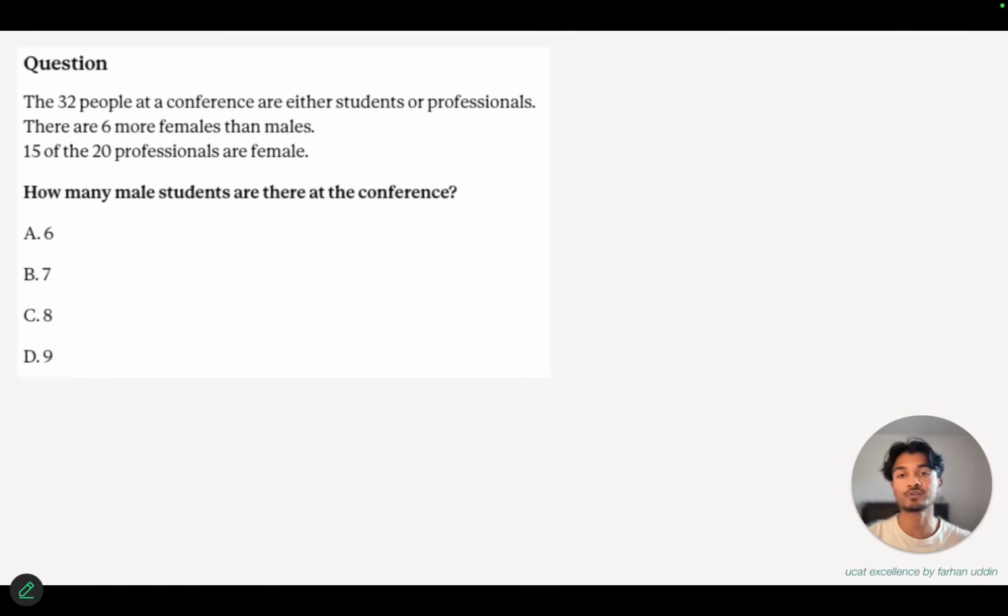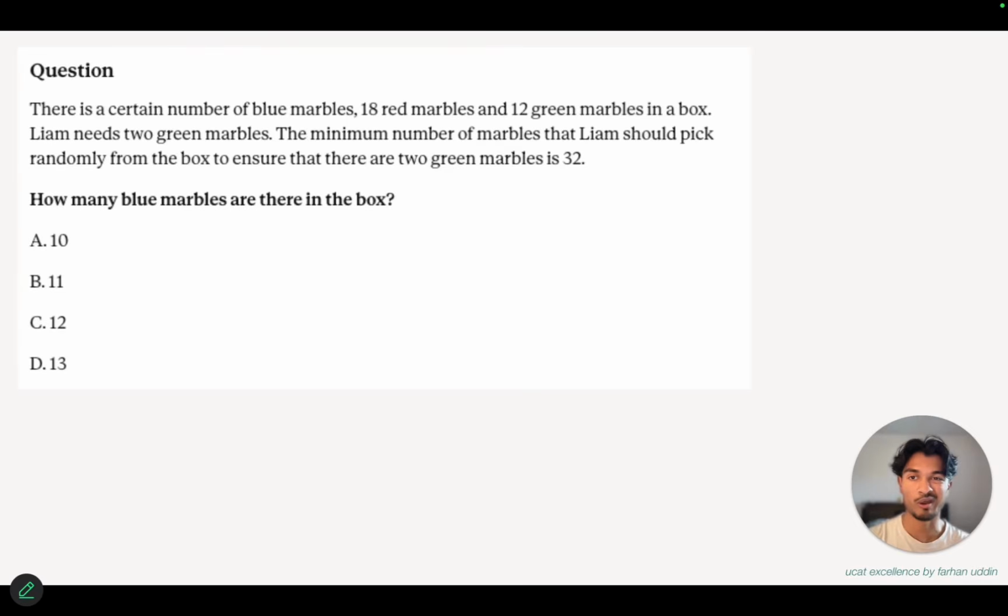Cool. So hopefully you can see how drawing things in a different format, in a different diagram, can help with a numeracy-based logical puzzle like this one. Let's kick on to our next question.